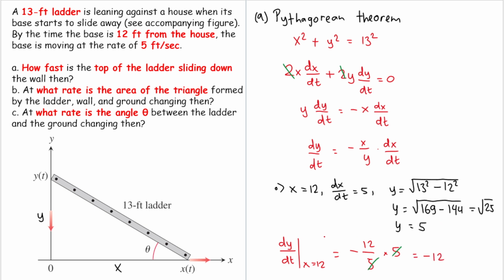And what is the unit? y here is in feet, right? So we'll have feet, and the time here is in seconds. So I'll have minus 12 feet per second. And that is the answer for question A. Let's write it here: minus 12 feet per second. Okay, and now let's clean this up and move on to question B.